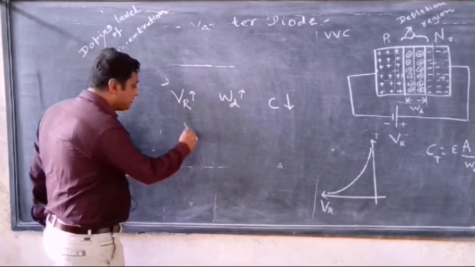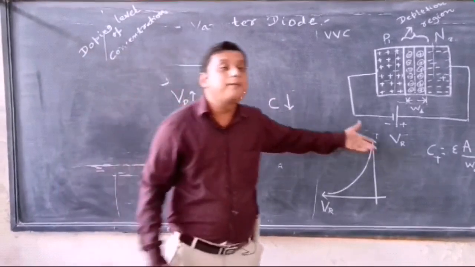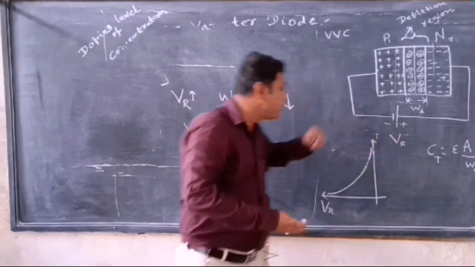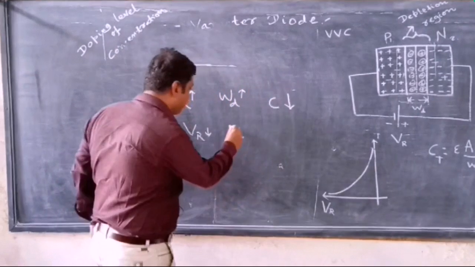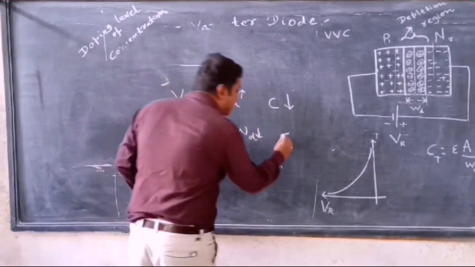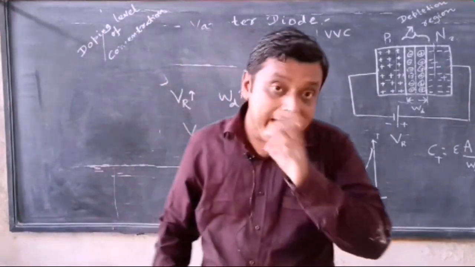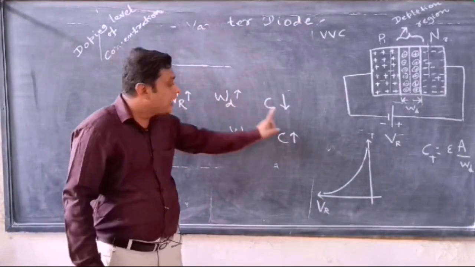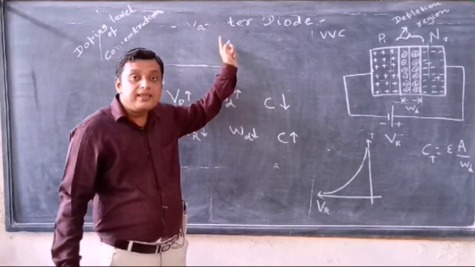Another possibility is that if I am reducing the reverse voltage after achieving the maximum capacitance, then what happens? Depletion barrier width starts to decrease, and capacitance starts to increase. So actually if I plot the graph of capacitance versus reverse voltage, because our topic is varactor diode.